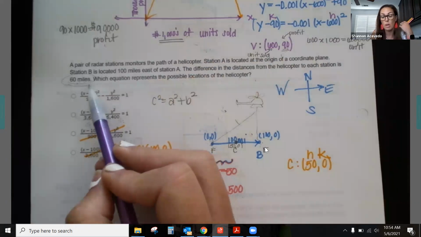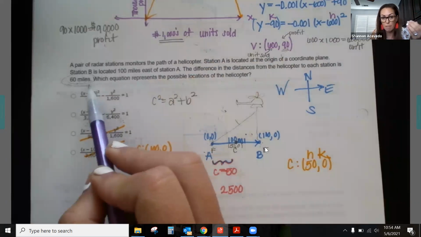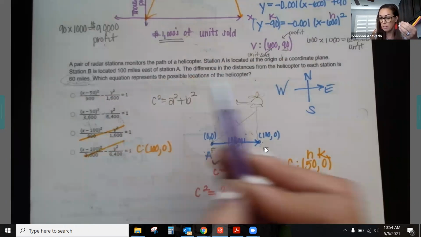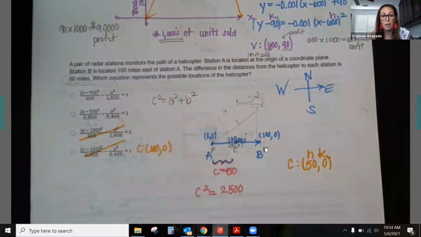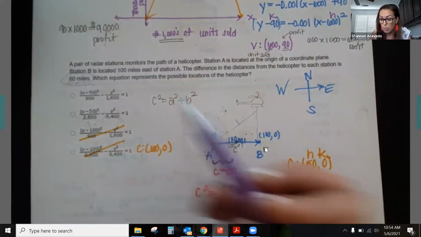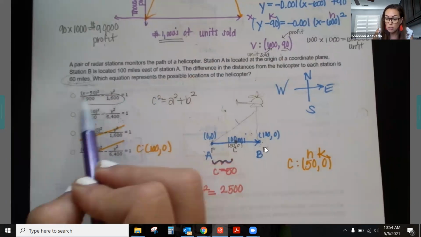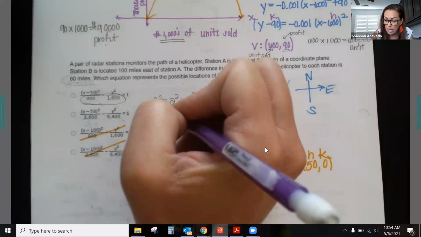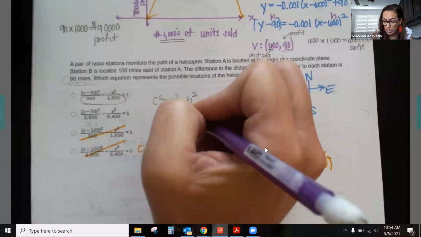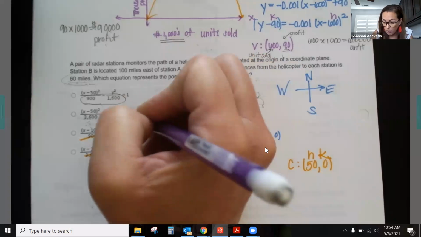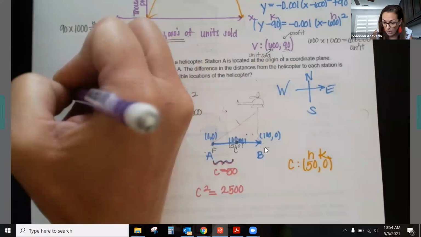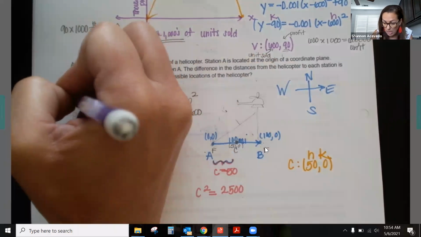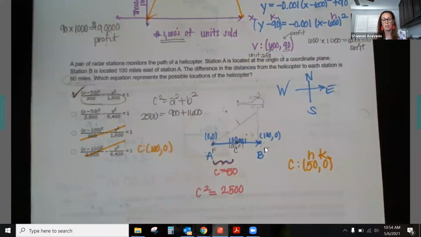It's not saying that the one is 60, so be careful with that. It has a difference of 60. Well, I don't know what they are. To be honest, the easiest way to go about these is to look at my answer choices and see: this would be my A squared is 900 plus my B squared is 1600 equals my 2500. So it has to be this option. It has to be that option right there.